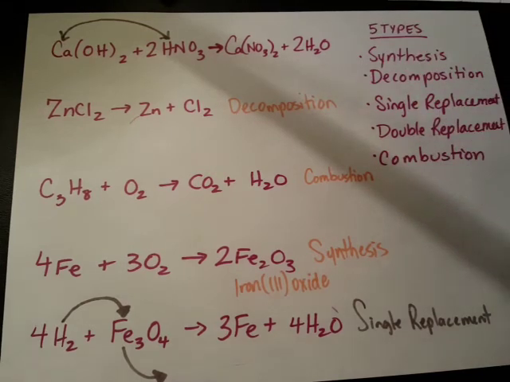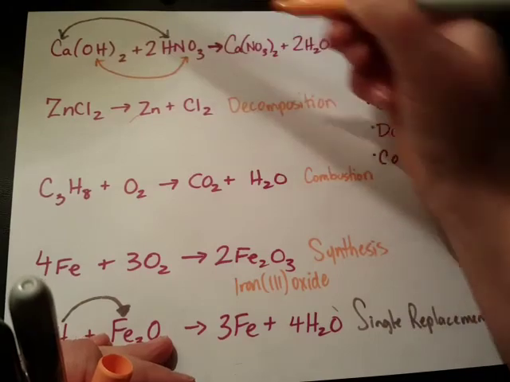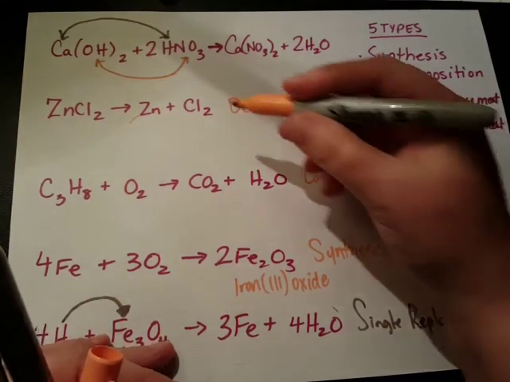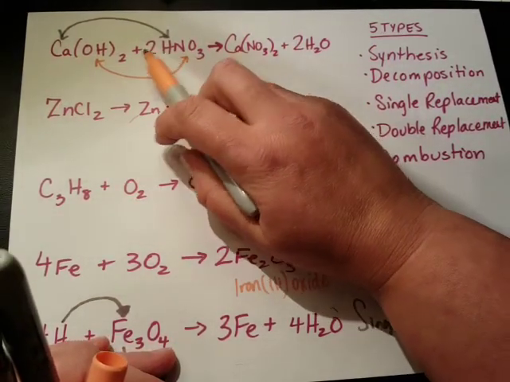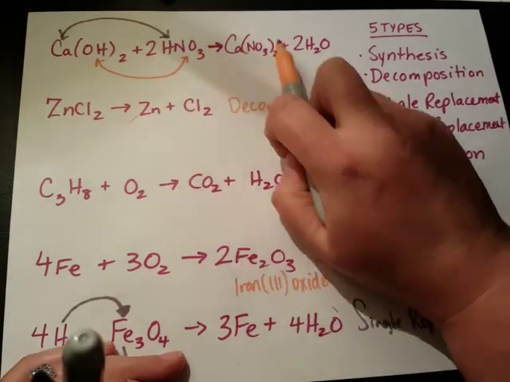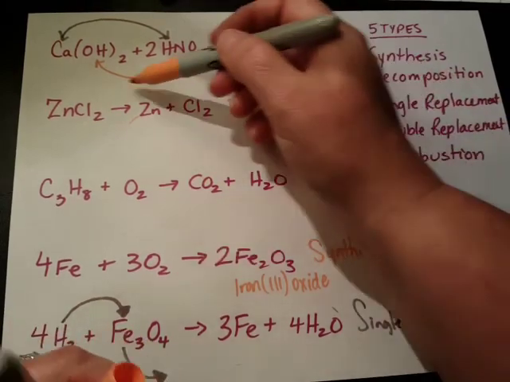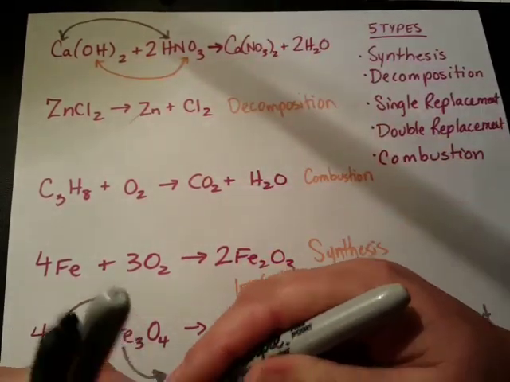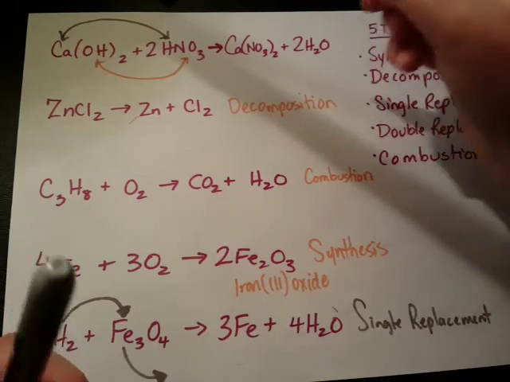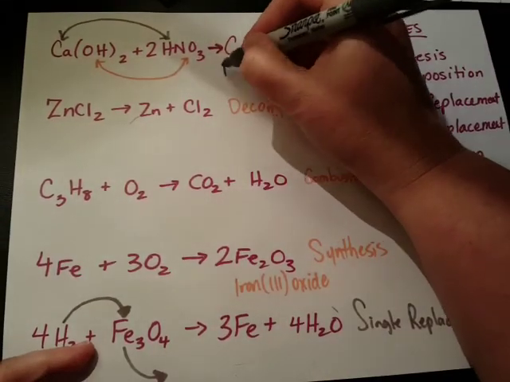You wouldn't say that the other guys are also switching, because then they would be just back to where they started from. But calcium and hydrogen swap spots, so calcium's with the nitrate and hydrogen's with the hydroxide. Or you can consider it the anions being switched, but that should be considered double displacement, double replacement.